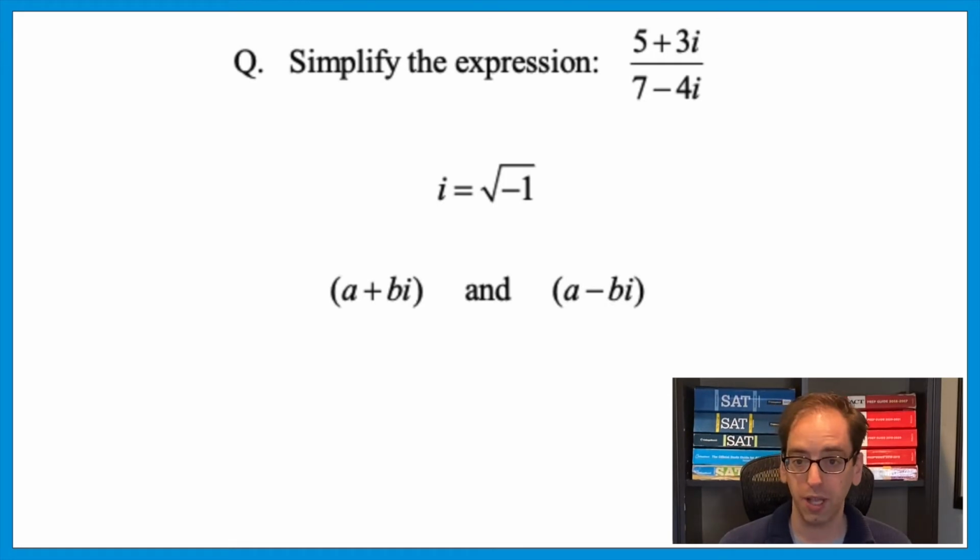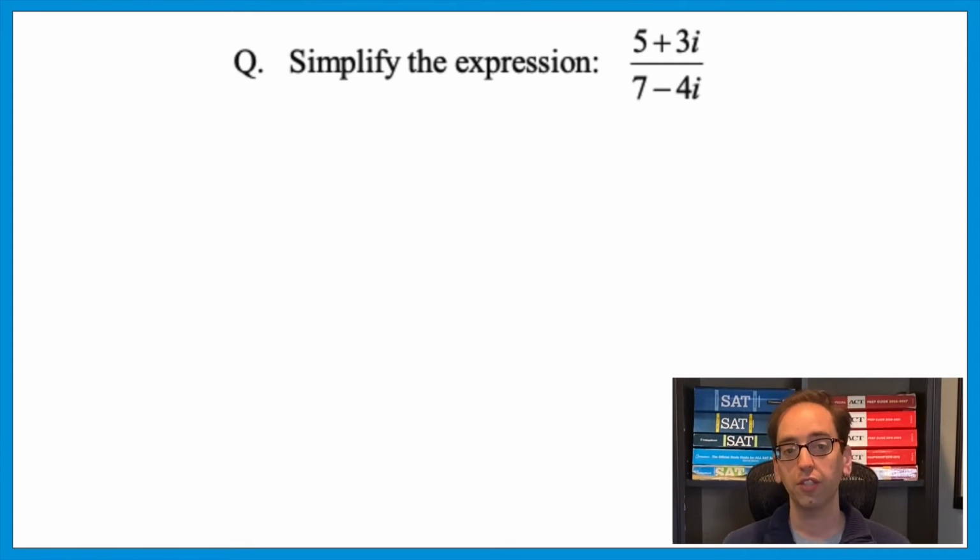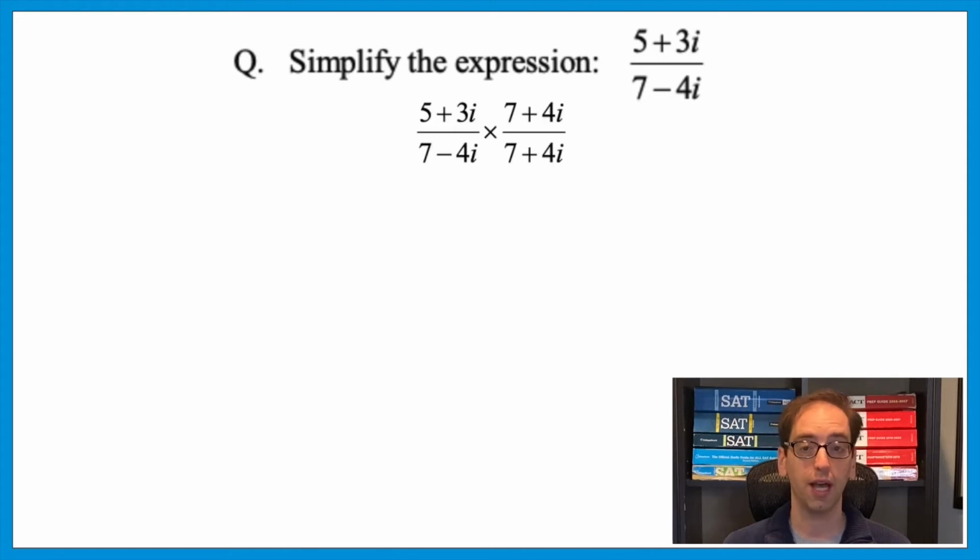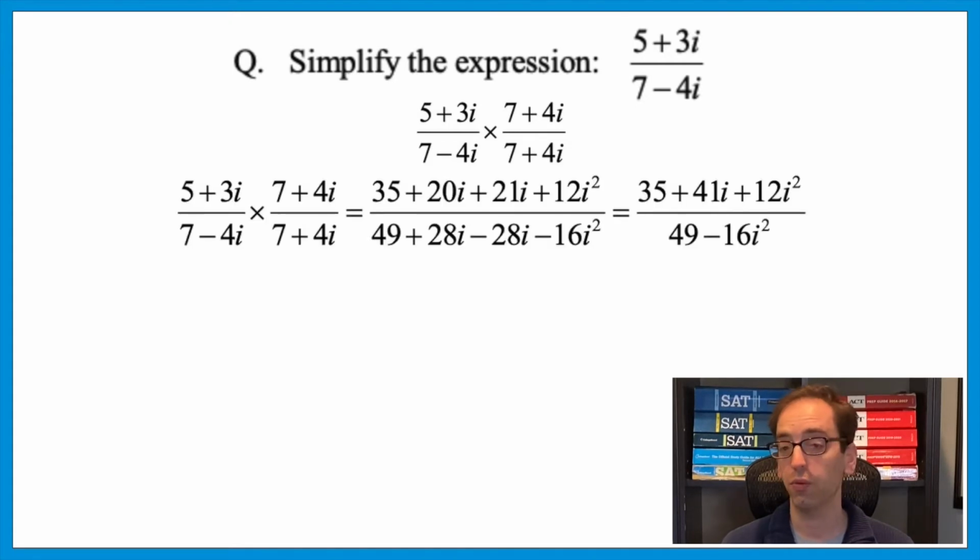Something very special happens when you multiply a complex number by its conjugate. Let's check it out. Again, we're going to start by multiplying the top and the bottom by the conjugate of the denominator. So the conjugate of the denominator would be 7 plus 4i. We're going to multiply that to both the top and the bottom. And if we were to work that through, in the numerator, you would end up getting 35 plus 41i plus 12i squared. But let's take our time with the denominator.